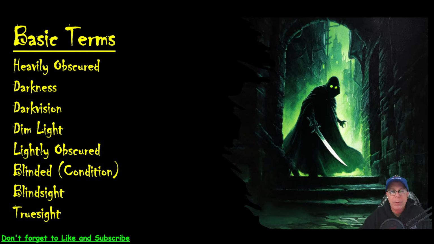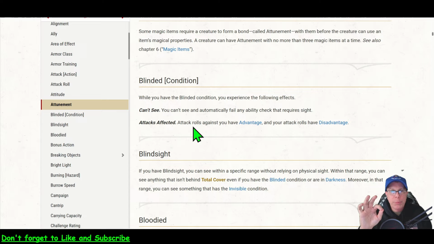Let's talk about the blinded condition, because this is what happens if you don't have dark vision and you're in darkness, or you are in heavily obscured and do not have a way of seeing through. So here's the blinded condition. While you have the blinded condition, you experience the following effects. You cannot see and automatically fail any ability check that requires sight, which is like perception. You also can't target things. Attack rolls against you have advantage. That is, if they can see you.